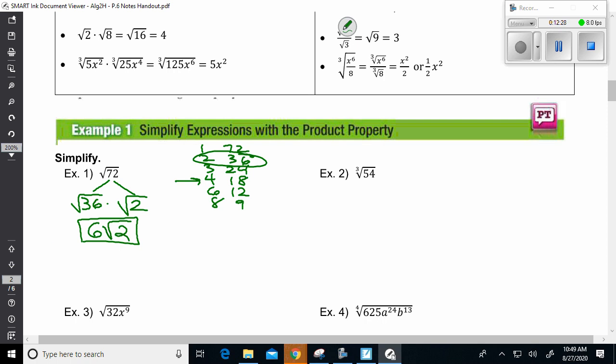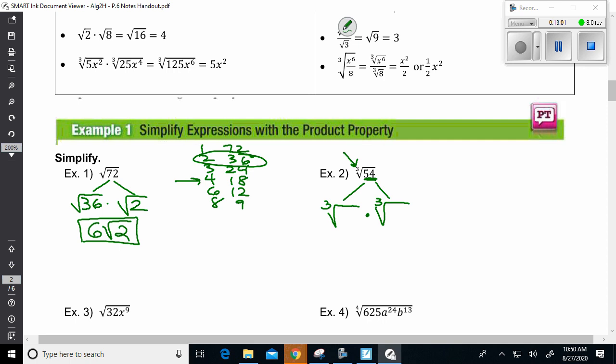All right, example 2. Notice there's a 3 outside. Since there's a 3 outside, you have to use perfect cubes, not perfect squares. So 54 is not a perfect cube. We have to find two numbers that multiply to 54, one of them being a perfect cube.